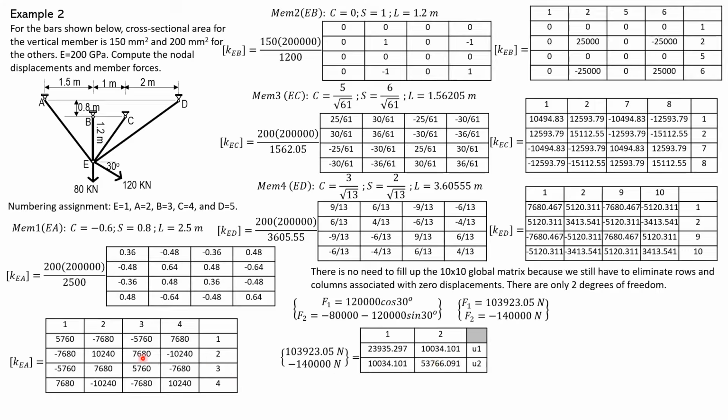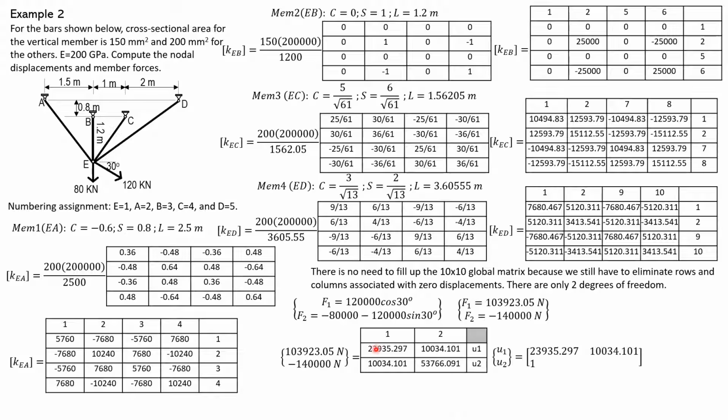Then this is 2, 2. So add 2, 2, we have 10,240, 2, 2. Then plus this is 2, 2, 25,000 plus 2, 2, 15,112.55 plus 3,413.541 will give us 53,766.091. So solving for U1, U2, it is just the inverse of this 4 by 4 matrix times this force matrix here. And we can now solve for U1 and U2.